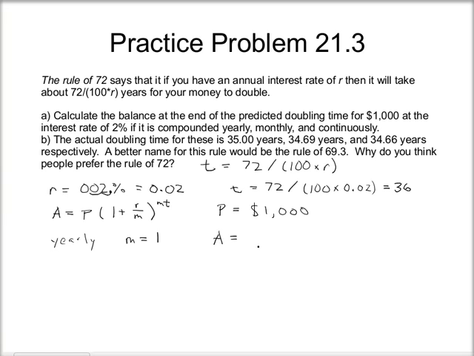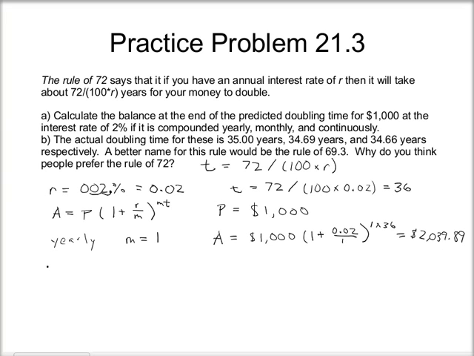I'm going to get my amount after 36 years for interest compounded yearly is going to be $1,000 times 1 plus 0.02 divided by 1 to the power of M, which is 1, times 36. And that is going to give me $2,039.89 after 36 years. So that's a little bit more than doubled, but very close.